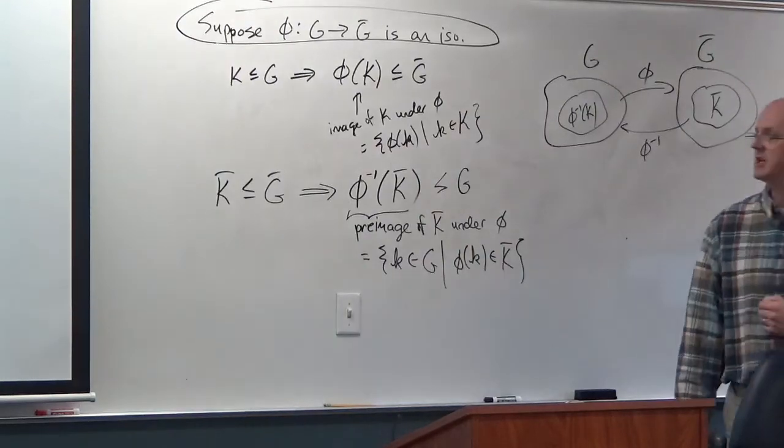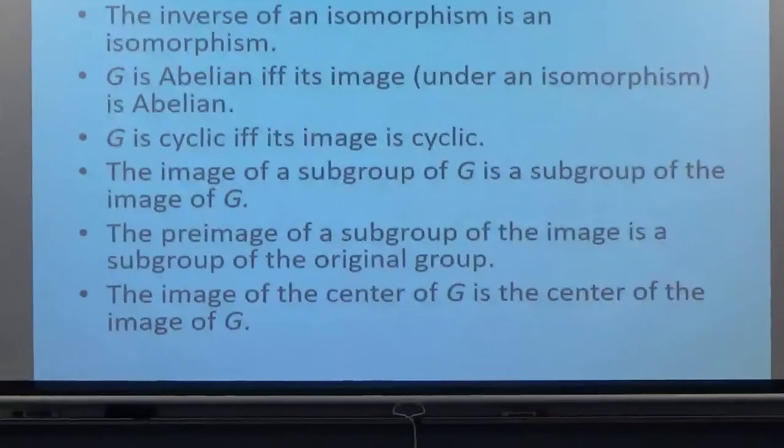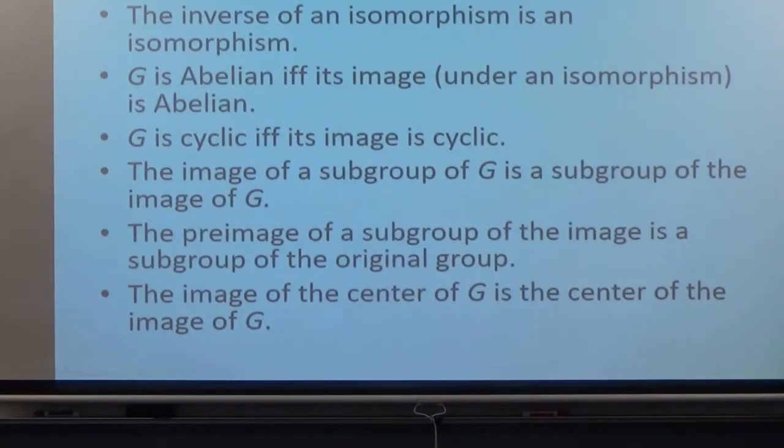The image of the center of G is the center of the image of G. Phi of Z of G is Z of G bar.